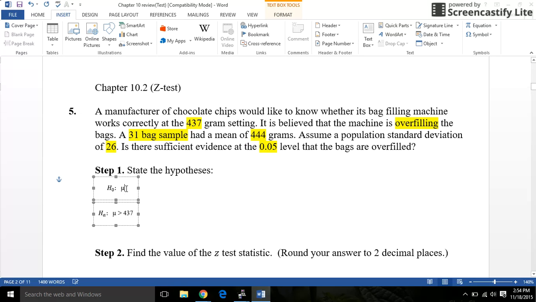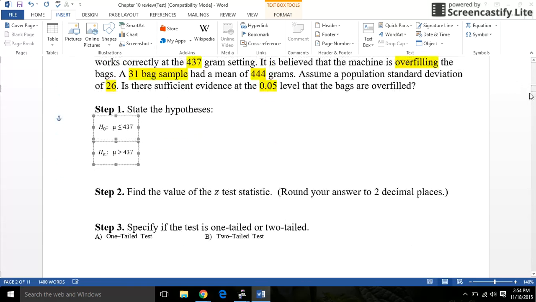So if it's greater than for my alternative, then my null is less than or equal to. And again, I have to use that population mean again. So there's my hypotheses. For the null, the mean is less than or equal to 437. For the alternative, the mean is greater than 437. So find the Z statistic.